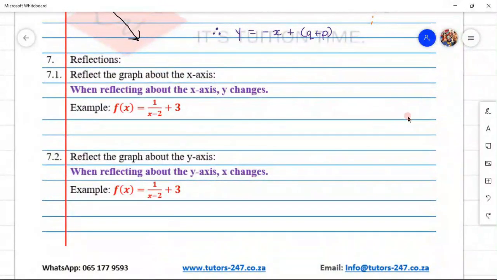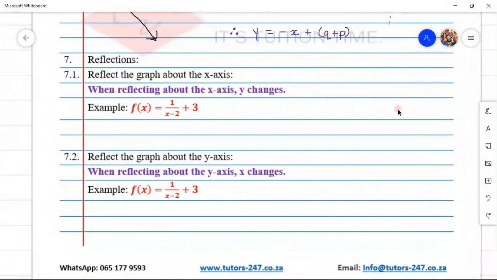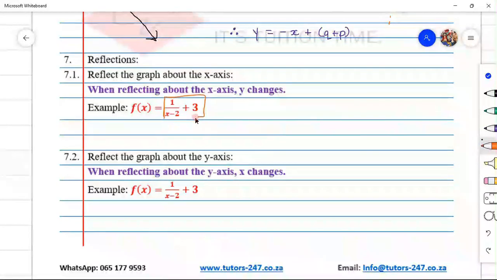Point number 7 deals with reflections. So 7.1 is to reflect the graph about the x-axis. Now we know that whenever we're reflecting the graph about the x-axis, the value of x remains the same, but our value of y will change. So in order for us to change the value of y, because keep in mind this entire function represents y, all we do is we multiply that entire function by a negative.